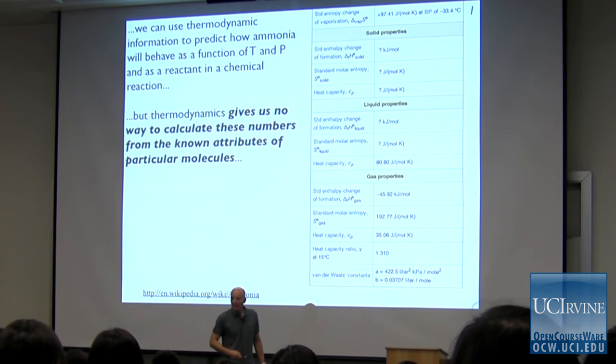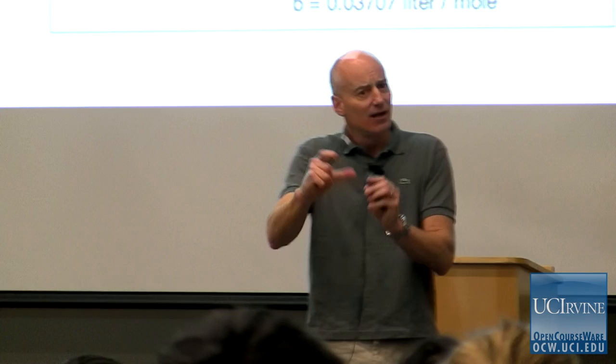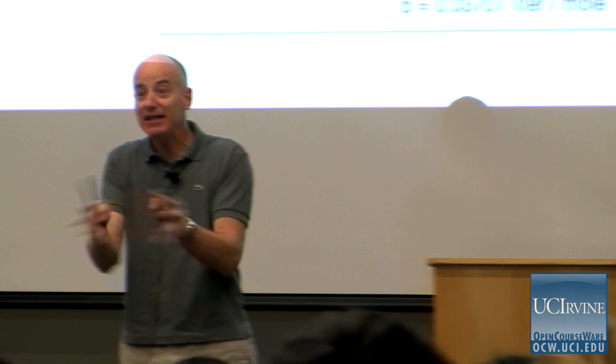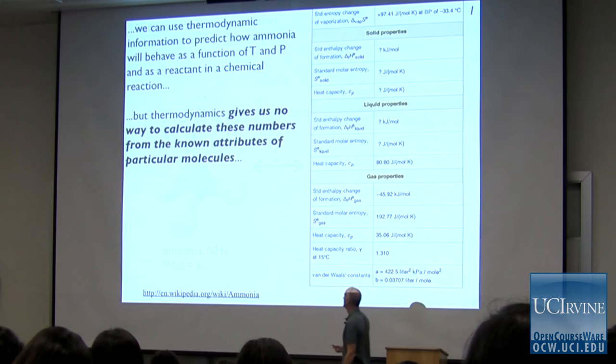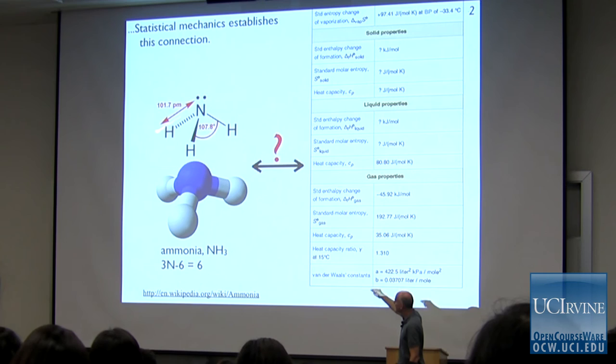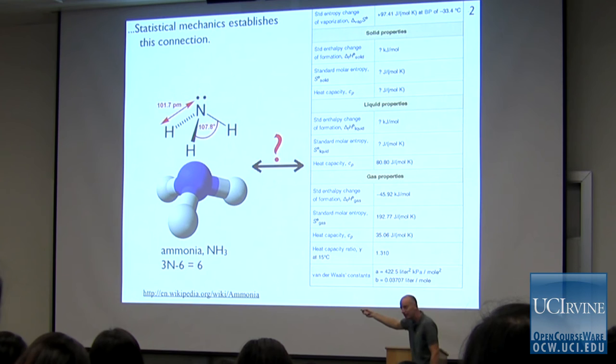For example, methane, CH4. I know what the structure of methane is. I know what the bond distances are. I know everything about that molecule. I can measure spectroscopic properties, but I can't calculate anything having to do with the thermodynamics of that molecule from thermodynamics. Thermodynamics doesn't give us the tools to do that. Statistical mechanics builds that bridge. It allows us to go from the properties of ammonia, bond angles, bond distances, number of atoms, number of normal modes, to calculate these numbers from these molecular attributes. That's the key. And I think you'll agree that's an amazingly important thing to be able to do.